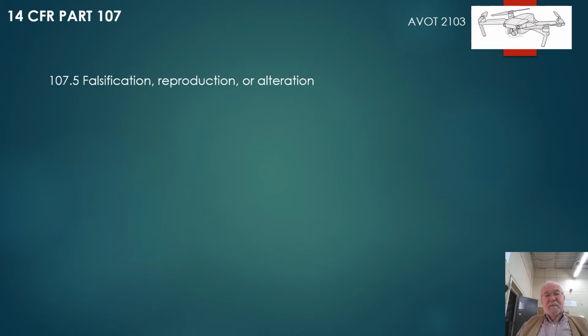Part 107.5 is falsification, reproduction, or alteration. That's basically fraud or intentional false record or report that's required to be made. Is prohibited. The commission of that by any person by one of those acts is the basis for denial of an application for remote pilot certificate or certificate of waiver, a denial of a declaration of compliance, or suspension or revocation of any certificate, waiver, or declaration of compliance. So, I don't think I need to elaborate on that.